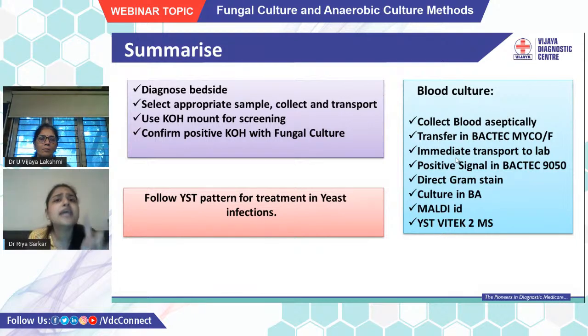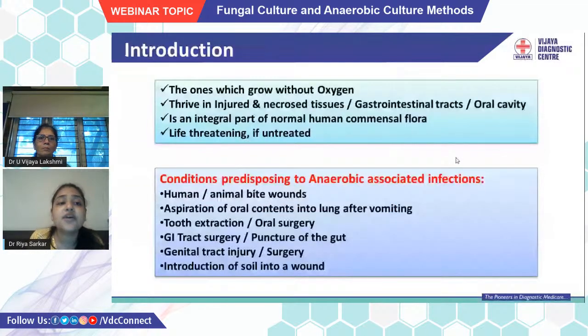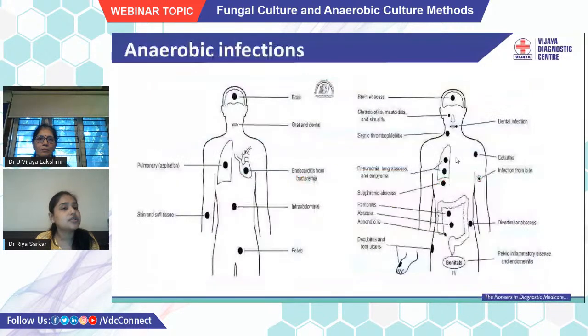knows whether this anaerobe is a pathogen or a commensal flora. But nevertheless, if untreated, these cases can become life-threatening. There are certain conditions that predispose to anaerobic associated infections. Say a small tooth extraction, a GIT surgery, a genital tract injury, human or animal wounds, or introduction of soil in a wound. All this can lead to anaerobic infections.